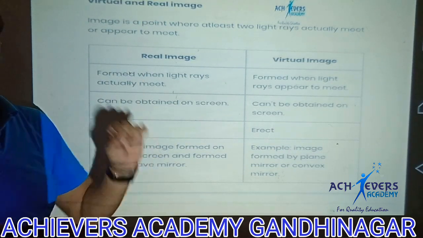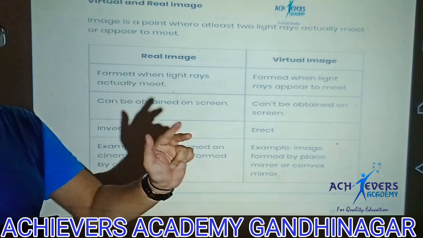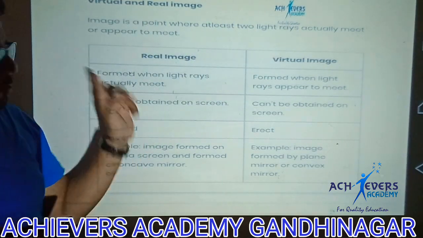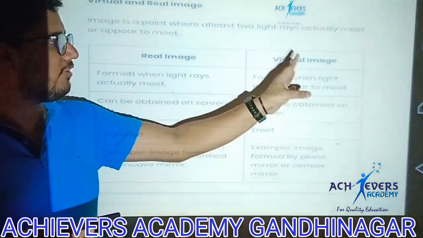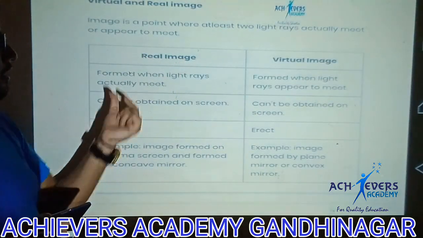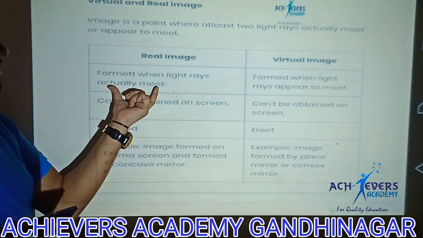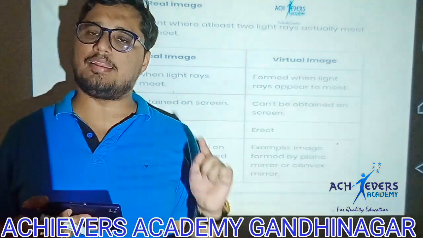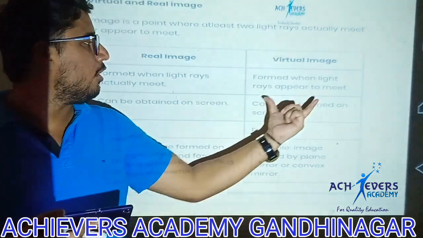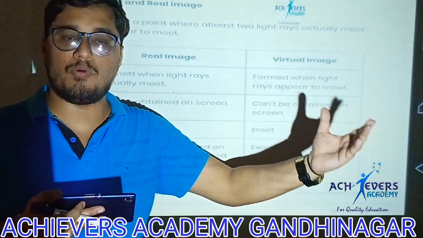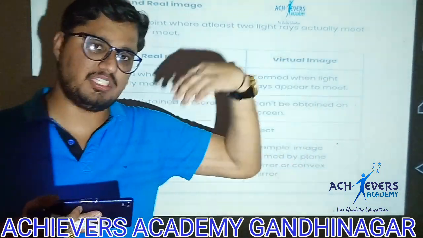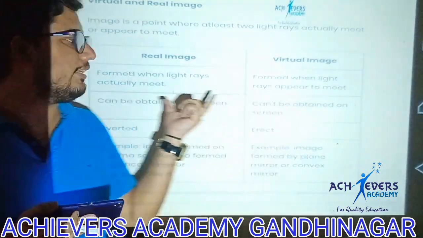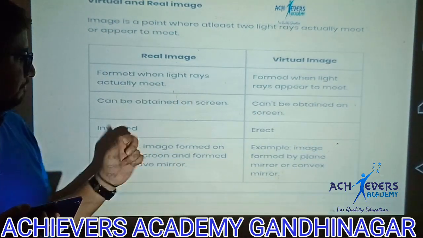Image एक ऐसा point है, मतलब image वहीं बनेगा जहां पे दो rays आपस में intersect करेंगे, वहीं पे image बनता है. इमेज दो तरह से बनता है, एक रियल इमेज, एक वर्चुअल इमेज. जो रियल इमेज होता है, वो कैसे बनता है? फॉर्मेशन ऑफ एक्चुअल मीट. जब एक्चुअल लाइट रे मीट करती है तो रियल इमेज बनता है. और जब अपीयर्स टू मीट, मतलब वहां मीट नहीं करती है, हमको ऐसा लगता है वहां पे जाके मीट करेगी, तो हम उसको क्या बोलते हैं? वर्चुअल इमेज. और इसको हम बनाते हैं डॉटेड लाइन से और इसको हम बनाते हैं सॉलिड लाइन से.